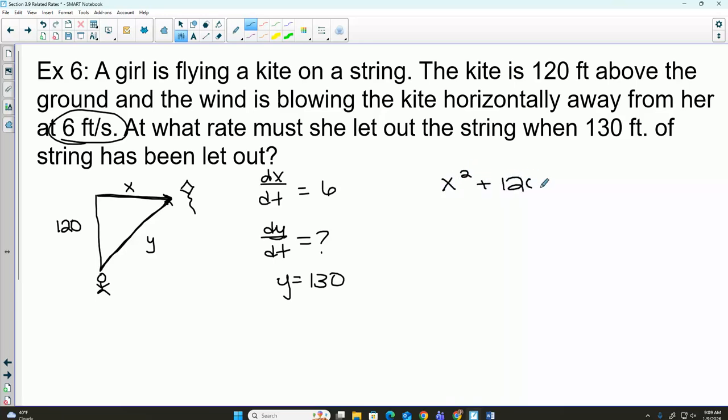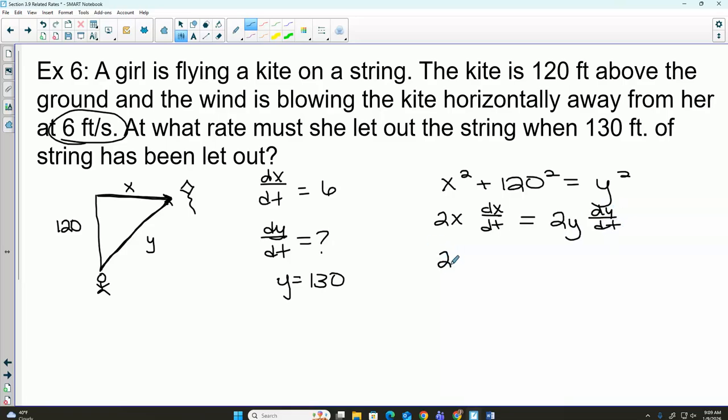So then, triangles, we do the Pythagorean theorem. This would be the point when you go to do the derivative that if you had called that 120 a variable, when you did the derivative, since it's not changing, it just becomes 0. So the derivative of 120 squared is 0. dy/dt.